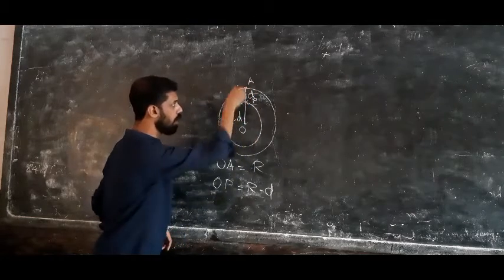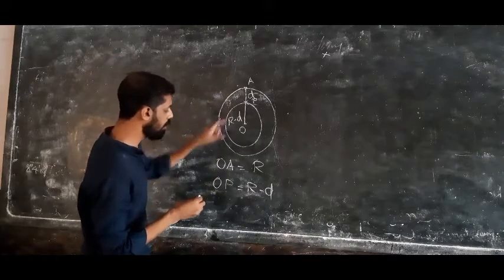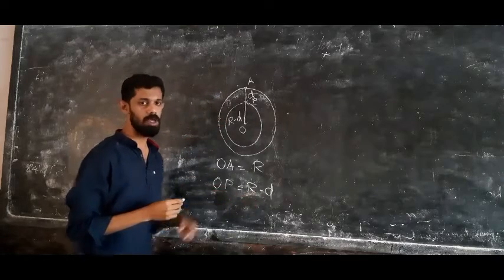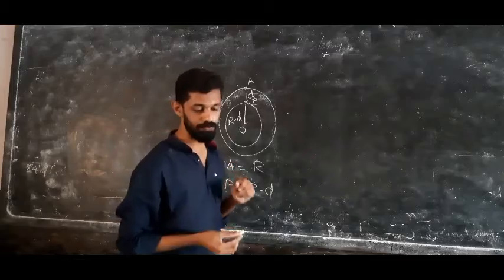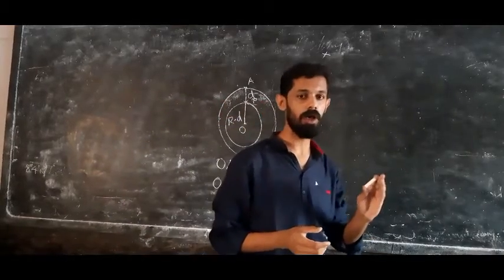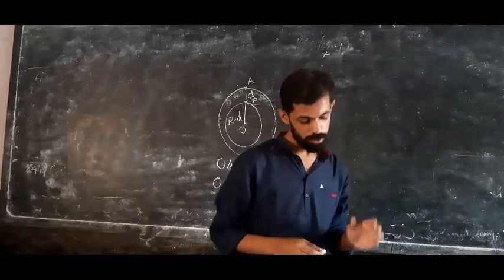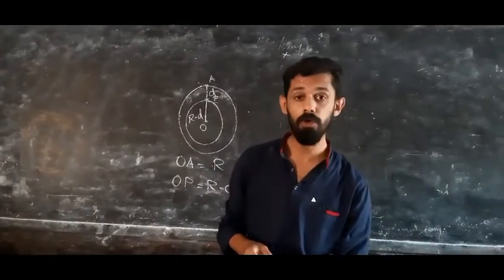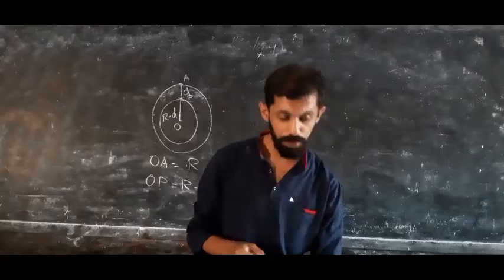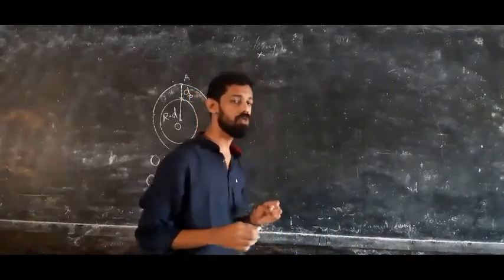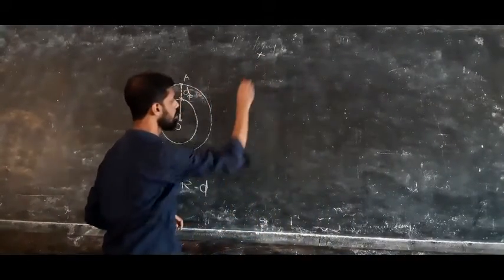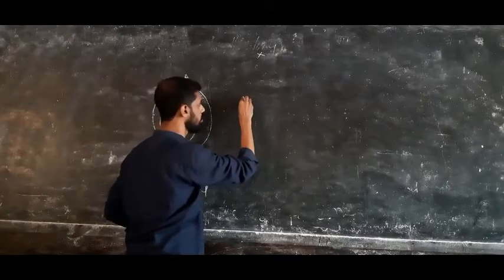Okay, OA is the total radius, so OP equals R minus D. Now we are going to derive how this value is going to become 0. You can refer to your digest page number 21. We are going to do it with the help of the gravitational force equation.